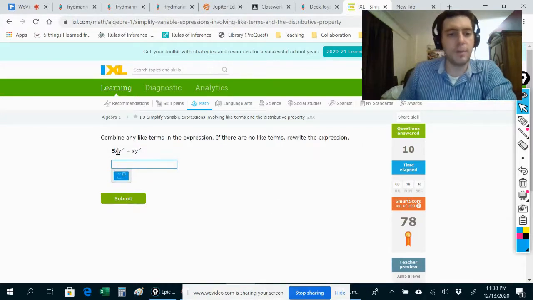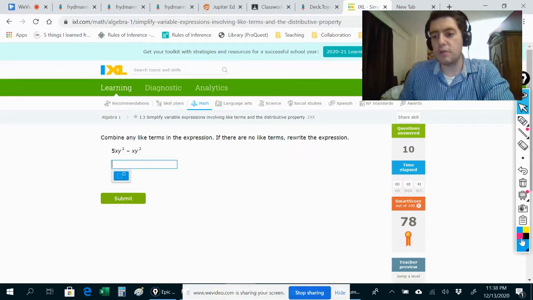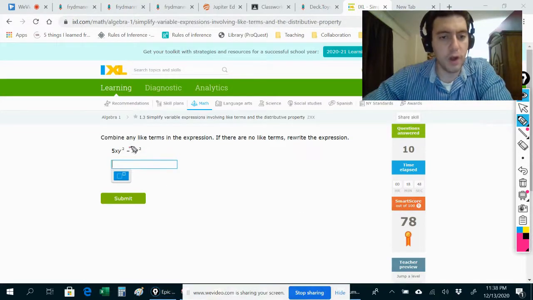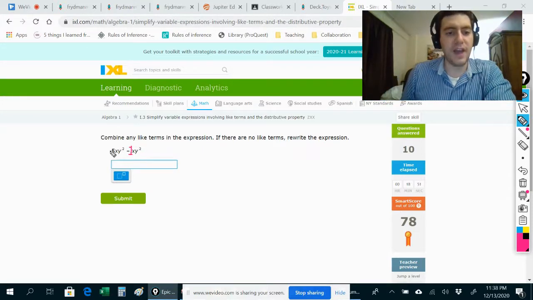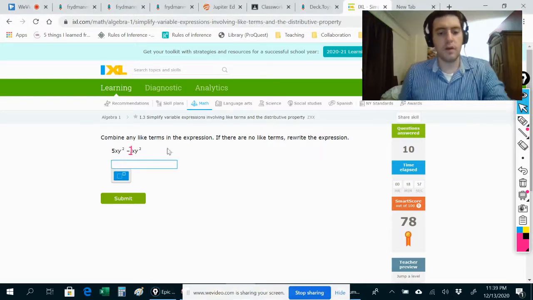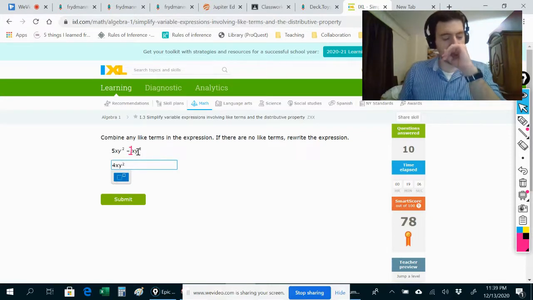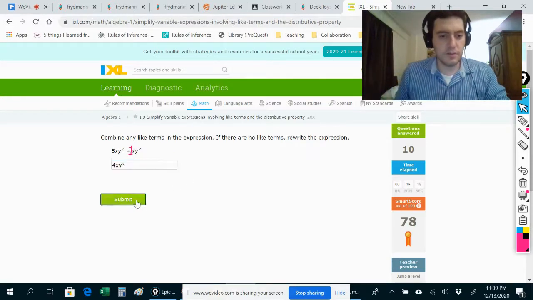Okay, so these are both like terms as well. They both have x and they both have y to the second power. Just a reminder here, if you do not see a coefficient, then it is 1. So this is 5xy squared minus 1xy squared, and that would be 4xy squared. I know that a lot of students are going to make the mistake of just adding everything. They'll see 5 and 1 and say, oh, 5 plus 1 is 6. Yeah, but you're not supposed to be adding. You're supposed to be subtracting. There's a subtraction symbol there. Okay? All right, so let's just move on.